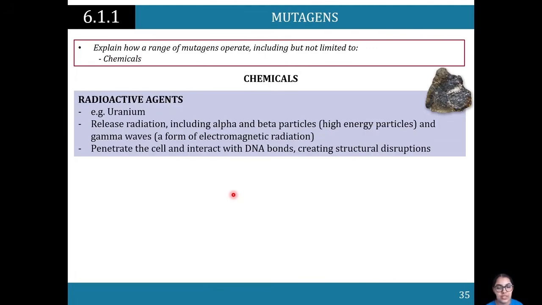Chemicals are also mutagens. We have radioactive agents, like uranium, and they can release radiation, including alpha and beta particles, which are high energy particles. They can also include gamma waves, which are actually a form of electromagnetic radiation. All three of them can penetrate the cell and interact with the DNA bonds, again creating structural disruptions.